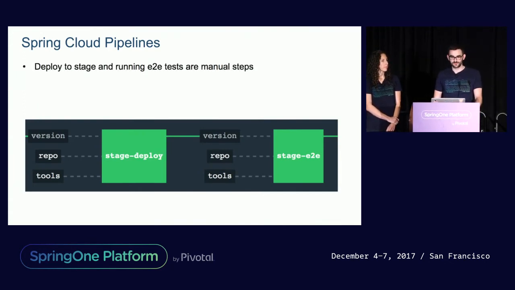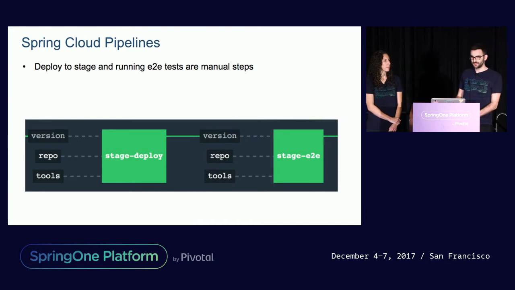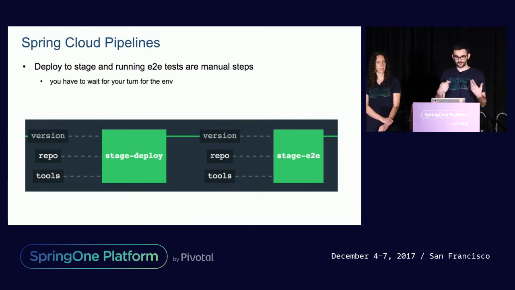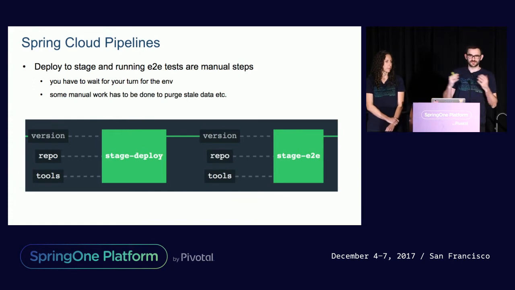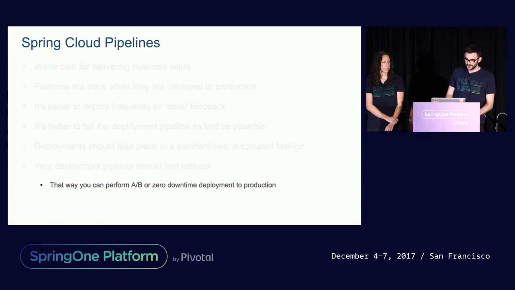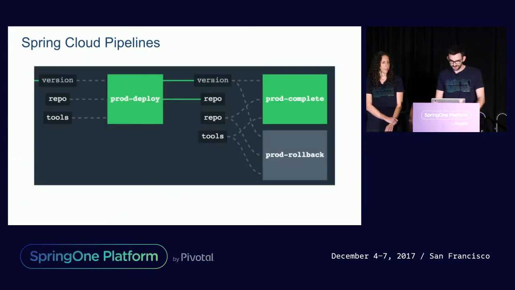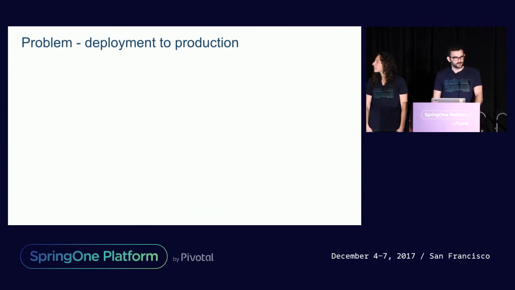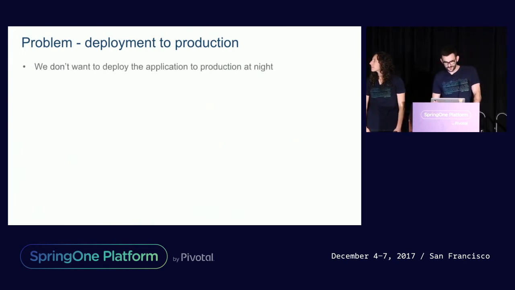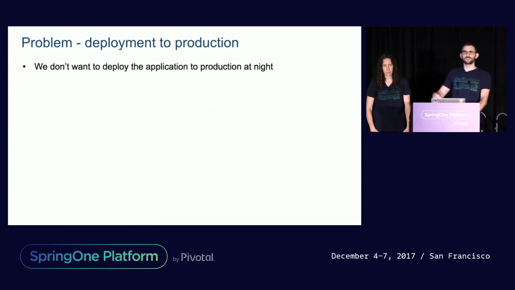So both of these steps pretty much will be manual because most likely you need to wait for your turn and you have to do some manual work to purge stale data, set up some applications, etc. Okay, time for production. So production, deploy, complete, and rollback. What are the problems with deploying to production? Who loves deploying to production at night?